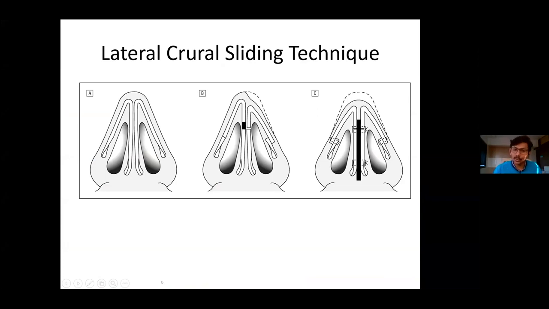In such cases also you have to decrease the projection. To decrease the projection is not so easy. You'll have to do certain maneuvers, like you'll have to shorten the lateral crus. That will give her some amount of upward rotation as well. And in addition to that, you may have to shorten the medial crus as well. So this is the lateral crural sliding technique, in which you shorten the lateral crus. This is the lateral crus. You cut it in the middle and slide it over each other, and that's how you shorten this.